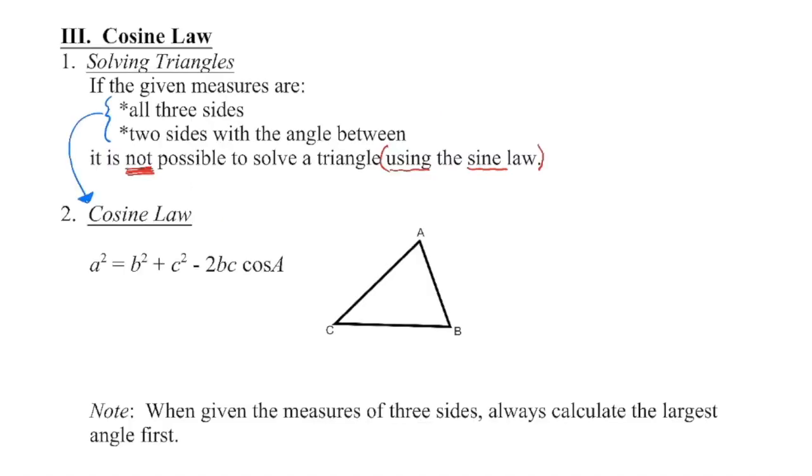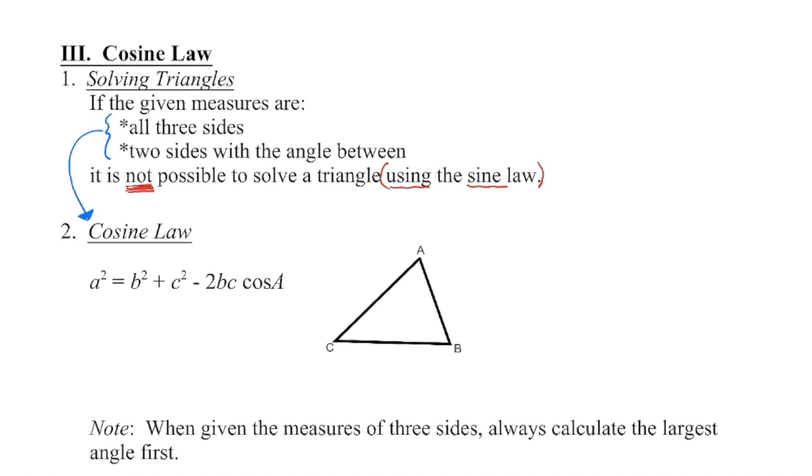But thankfully, there is another law that will help us find missing side lengths and missing angles in triangles, and that's what we refer to as the cosine law. The cosine law can be used when we have two cases. If we're given all three side lengths in a triangle, or if we're given two side lengths and we know that angle in between the side lengths, those are the two scenarios in which the cosine law will work to find our missing measures. We cannot use the sine law in those two examples, but we can use the cosine law.